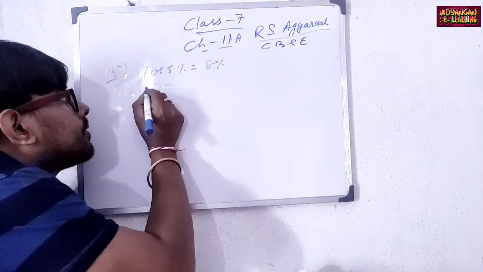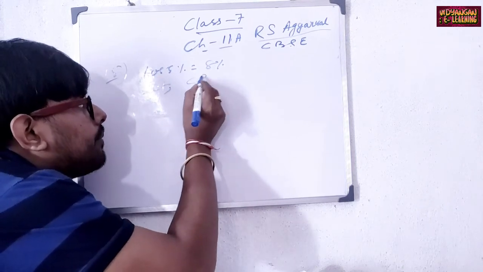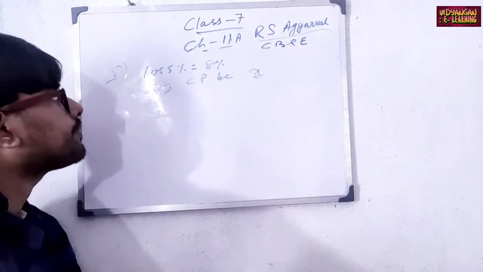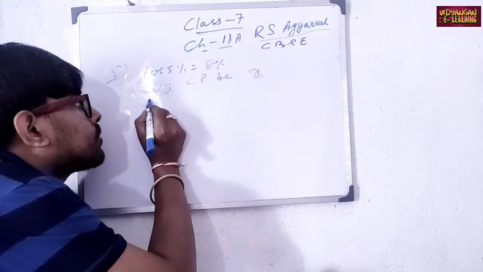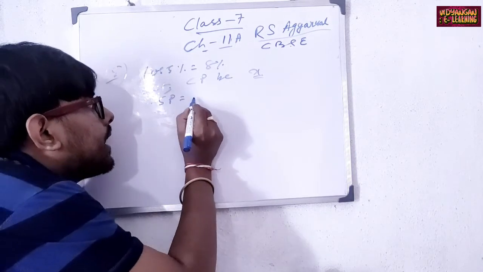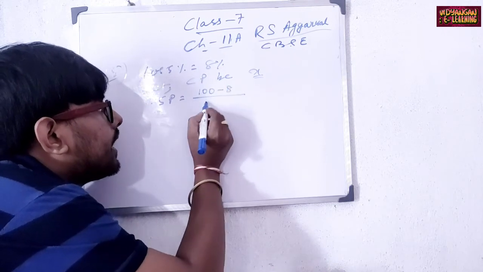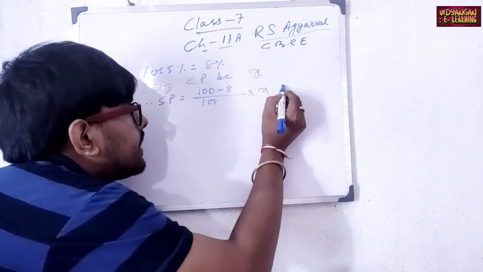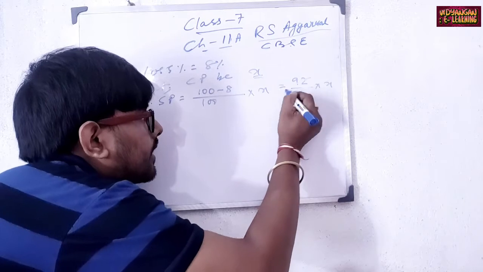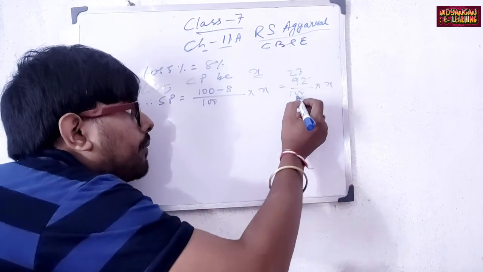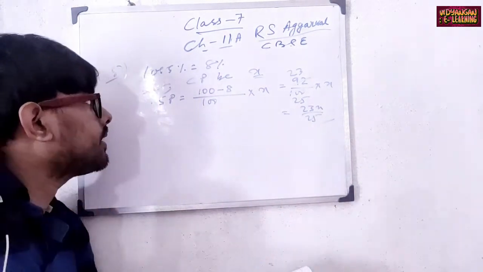So, just like the last sum, let CP be x. Now we have the loss percent and the cost price, so we can easily find the selling price, which is 100 minus 8 by 100 into x, that is 92 by 100 into x, and by cancelling it we have 23 by 25, that is 23x by 25. This is the selling price.